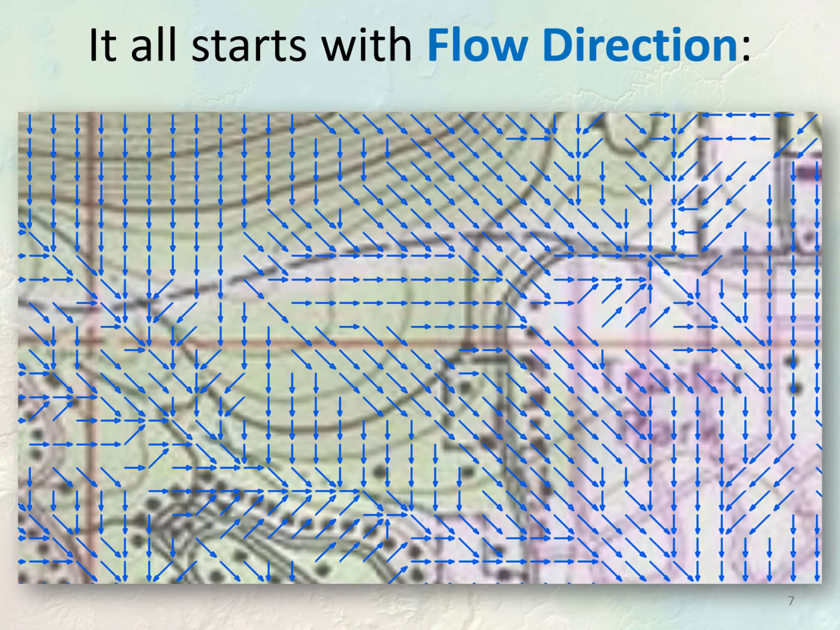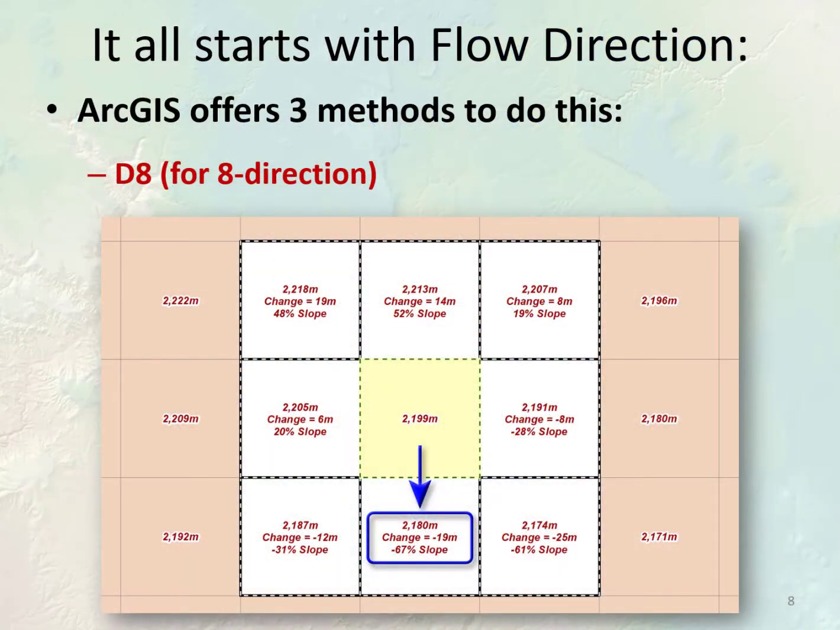Now there's a few methods for doing this, and in this lab we're going to use a method called D8. It stands for 8 direction, and basically it's just a way to steer the water into the single neighboring cell with the steepest slope. It's the simplest method and one that produces data that can be used as inputs for other ArcGIS hydrologic tools. So it's a good one. It's the one we're going to use.